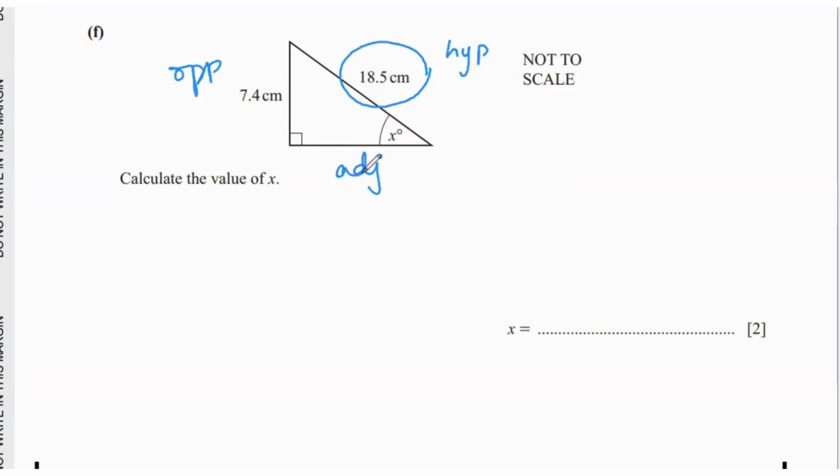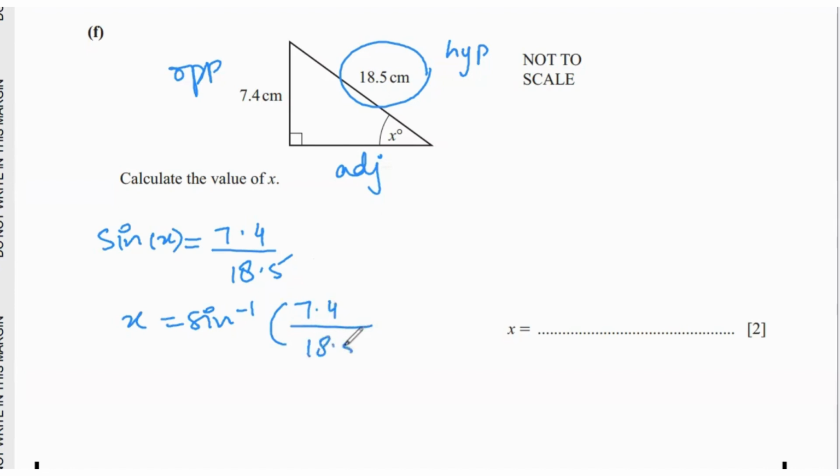As you can see, we have the opposite and the hypotenuse, which means we'll use sine theta. So sine theta is 7.4 over 18.5. Replace the theta with x. So x is going to be sine inverse of this fraction. And that is going to give us 23.58 degrees. That is your answer.